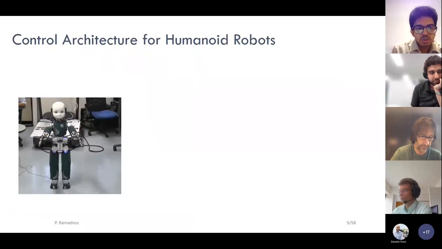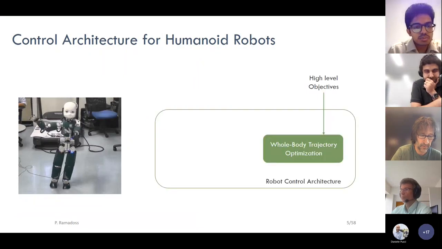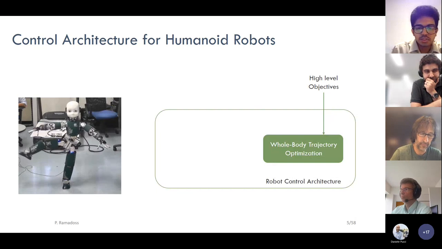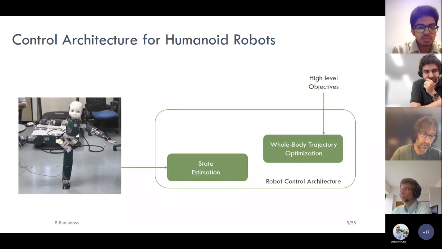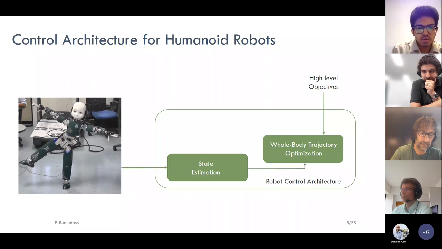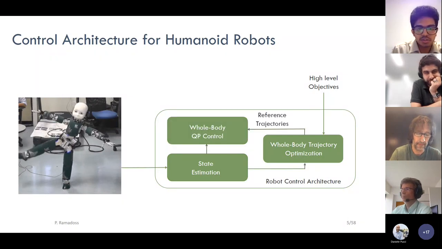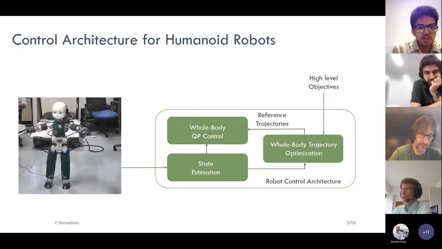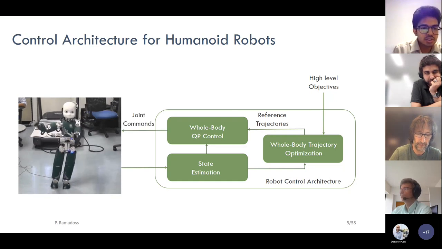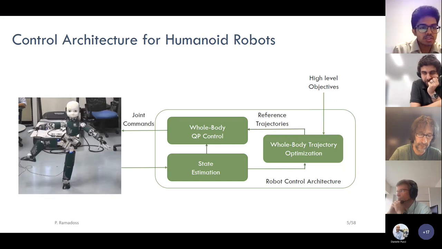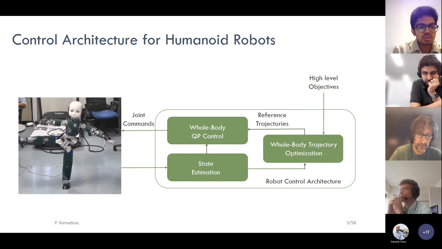One of the outcomes of DARPA robotics challenge in 2013 was a hierarchical architecture for the control of humanoid robots, where high-level objectives from a given task was given to a trajectory optimization layer. Meanwhile, measurements coming from the robot are passed on to a state estimation block, which are then used to generate reference trajectories for a control layer. The whole body control layer then generates joint commands for executing the necessary motions on the robot.